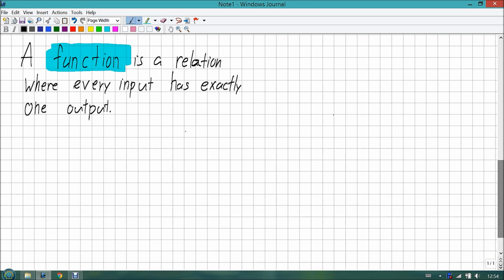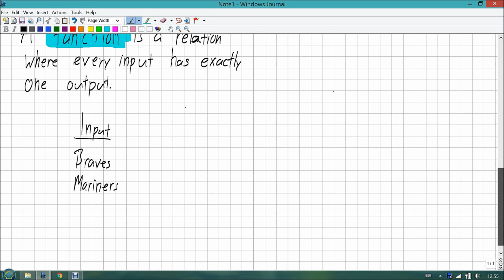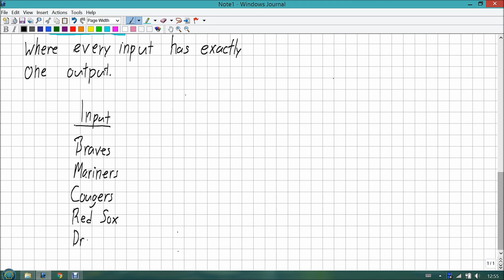Now let's look at some alternatives. Let's say that we have our input is the following: the Atlanta Braves, the Seattle Mariners, the Prospect Cougars, let's see, what other teams are there? Oh yeah, the Boston Red Sox, and the Tokyo Dragons. And then we're going to have some outputs.